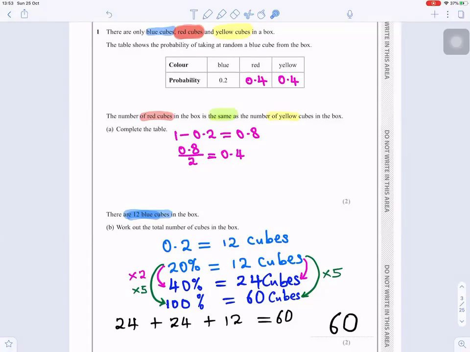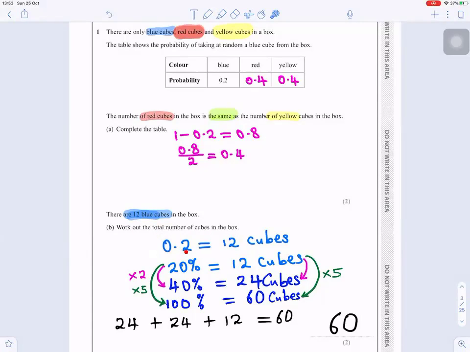So 1 minus 0.2 gives you 0.8. Half of that gives you 0.4. So red is 0.4 and yellow is 0.4. And if you add them, they will give a total of 1. 0.4 plus 0.4 plus 0.2 gives you 1. Next section. There are 12 blue cubes in the box. Work out the total number of cubes in the box.